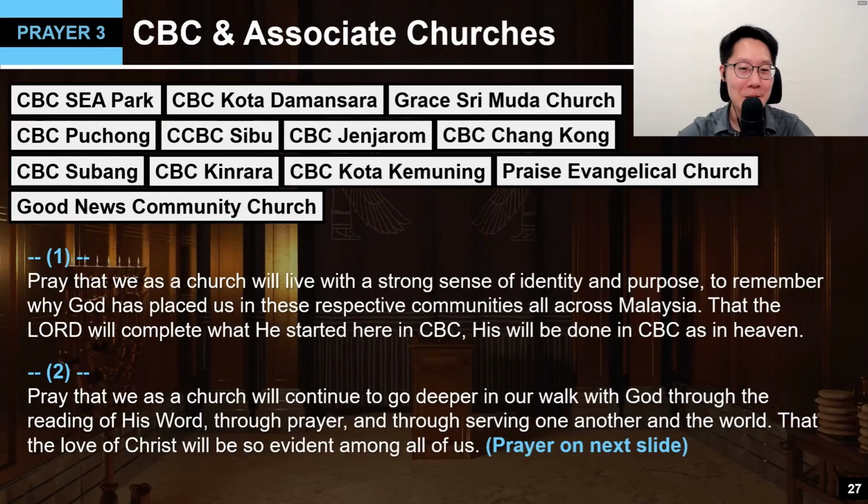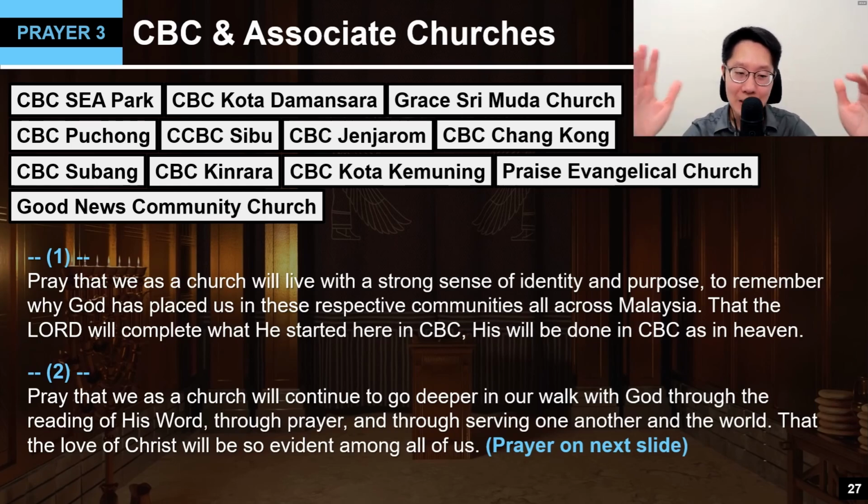Amen. Next, we want to pray for our CBC and associate churches. We want to pray that we as a church will live with a strong sense of identity and purpose, to remember why God has placed us in these respective communities all across Malaysia, that the Lord will complete what He started here in CBC. His will be done in CBC as in heaven.